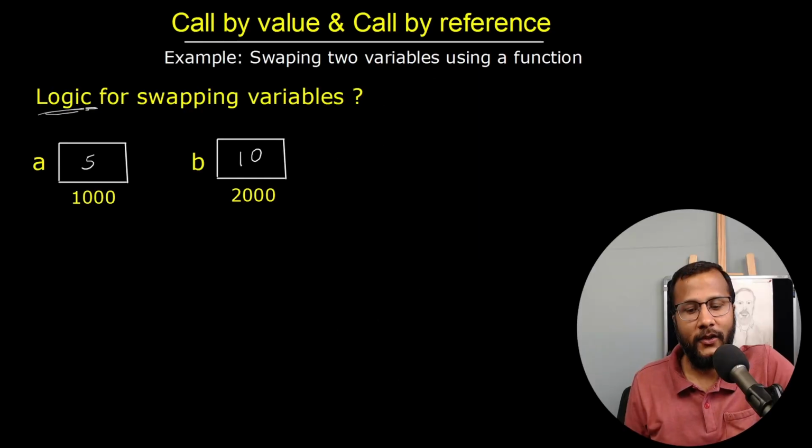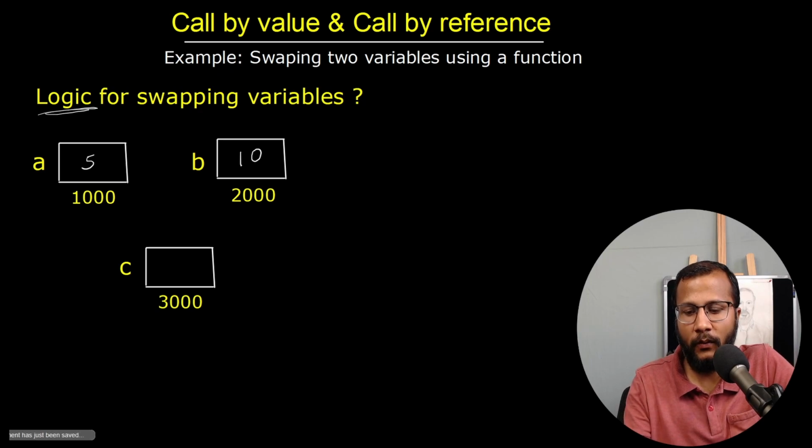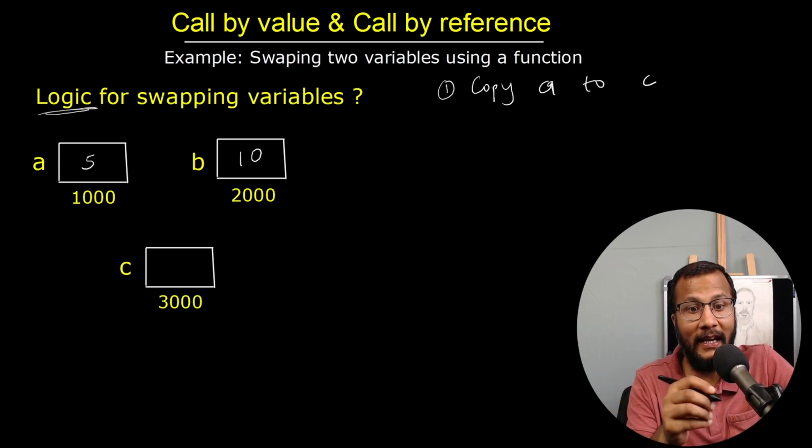So the intention here is that we will need one third variable which will help us in swapping. Let's say the third variable that we are taking is C. First of all, I'll write down the steps here. Step number 1: you copy A to C. I'll copy A to C. A was 5. Now 5 is copied to C, so this would be 5.